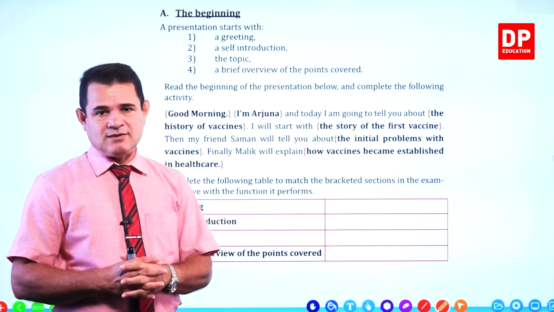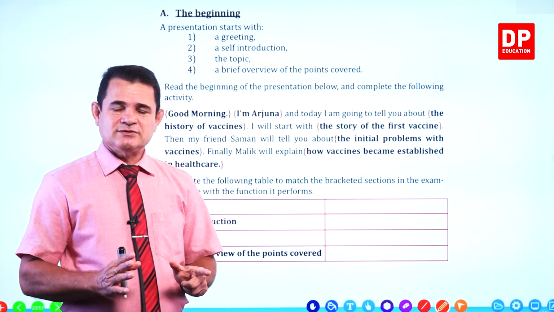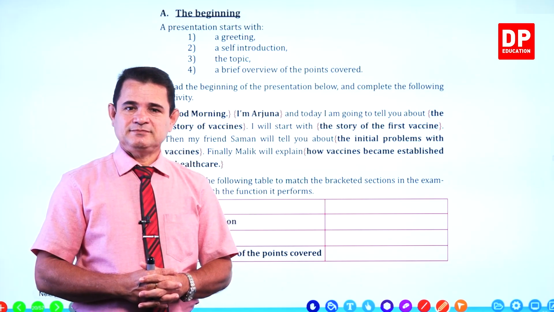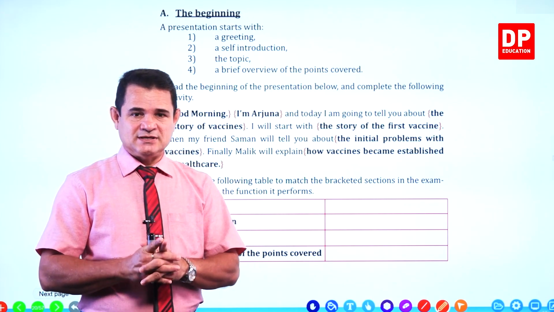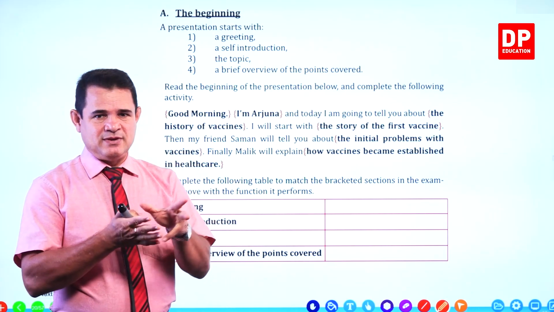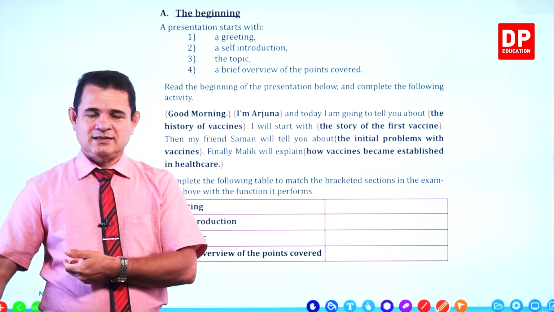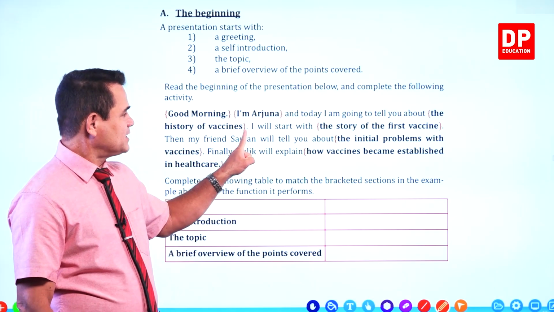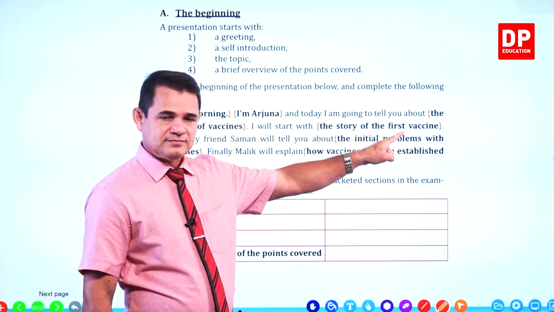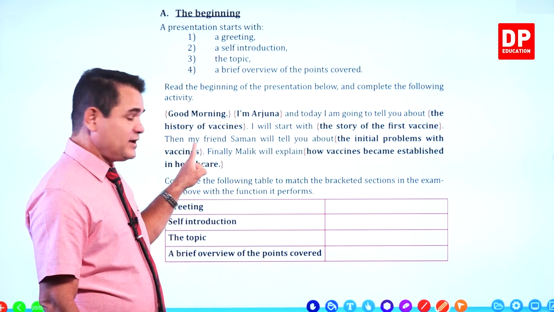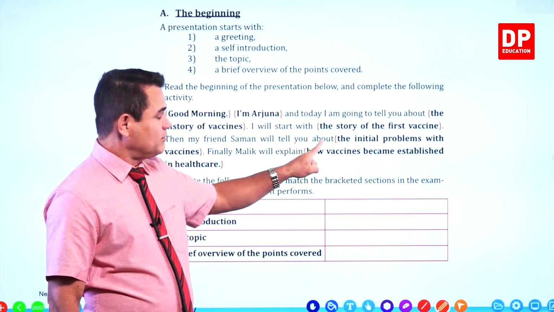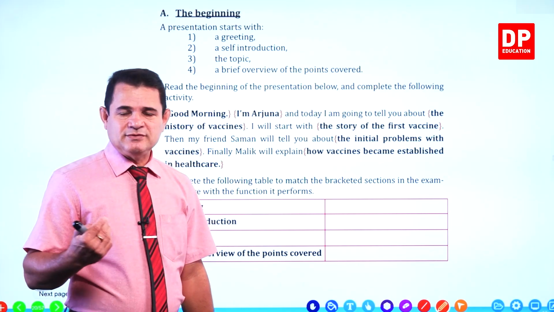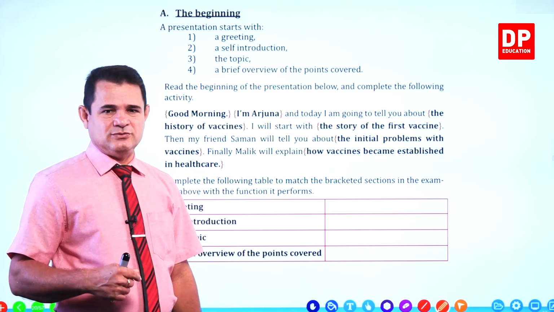So a presentation can be done alone, sometimes with 2-3 people. If there are three people in the same presentation, I will do this first part, the next person the next part, and the other person the rest. Here there is one like that. This person starts: I'll start with the story of the first vaccine. Then my friend Saman will tell you about the initial problems with vaccines.